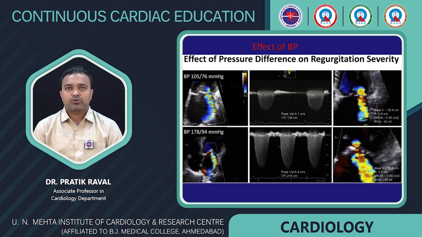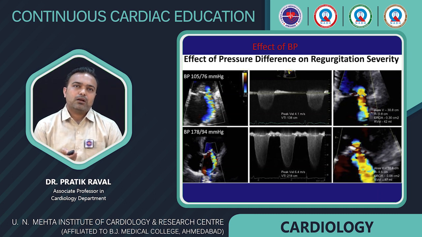So blood pressure also has an effect in the assessment of MR, and one should always know the blood pressure while doing echo in patients with severe MR. In patients with mitral stenosis, we look at the heart rate, and in patients with mitral regurgitation, we must know the blood pressure. So in this example, there are two different patients. One patient has a systolic blood pressure of 105, and there is another patient with systolic blood pressure of 178.